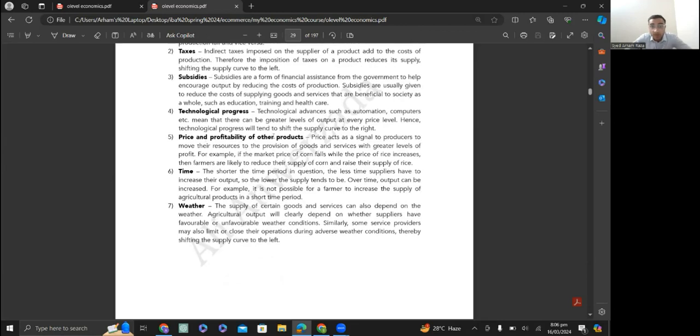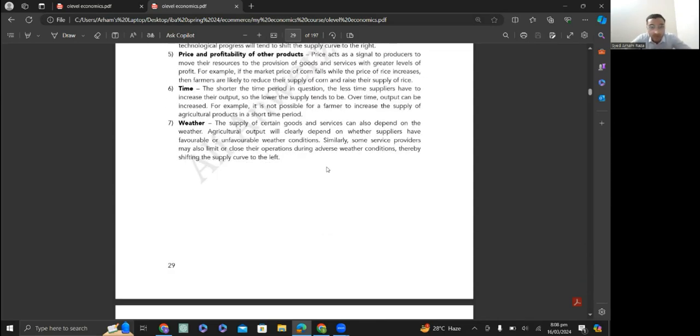Now, price and profitability of other products. So remember, we discussed that the producer will produce only those goods which are more profitable. So if the producer is producing a good which is not profitable and they go towards selling any other product, this will lead to a decrease in the supply of their existing product. Why? They will switch their production to any profitable good or service.